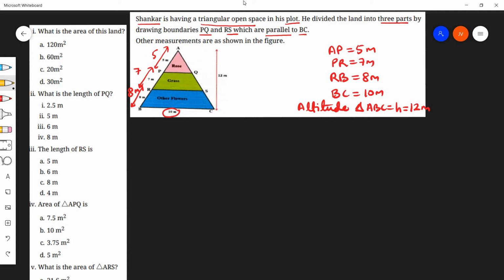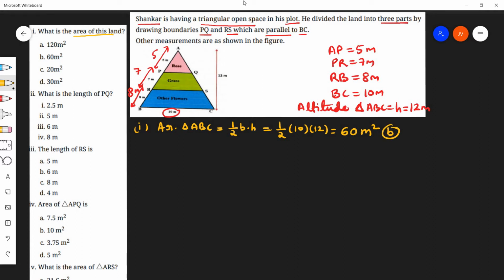The first one. So what is the first bit? We are supposed to find area of this land. That means we have to find area of triangle ABC. Area of triangle ABC is a half of base into height. And what is base? Base is 10 meters and height is 12 meters. On simplifying, we will get area as 2 and 10 cancel, 5 and 5 12s, 60 meters square, and this is the B option.